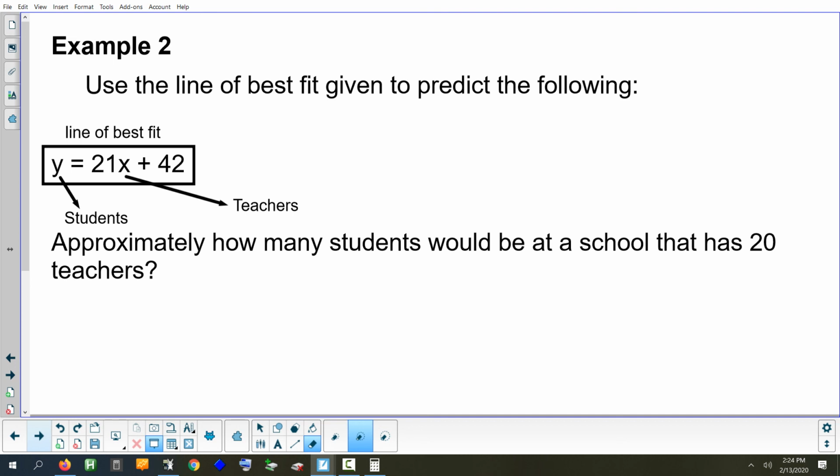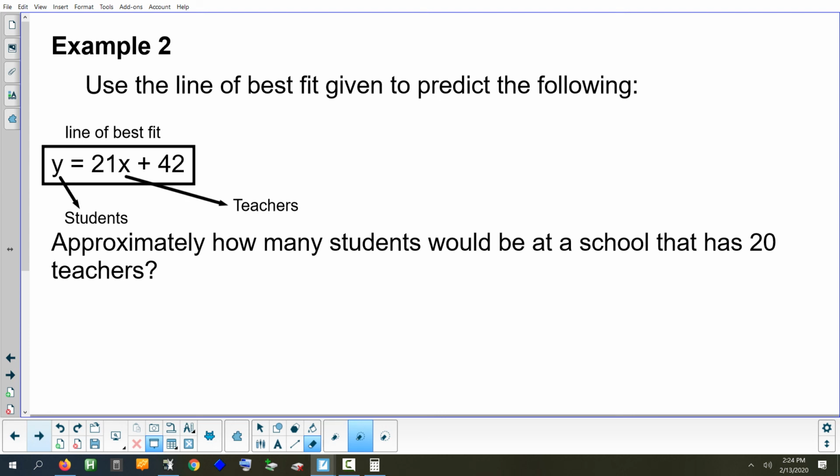Okay, so example 2. This is a formula that you would have gotten using the calculator. They would have given you some data. You would have typed it in. There's your formula. So we're not going to type it in. I'm just going to tell you what it is. X is teachers and Y is students.